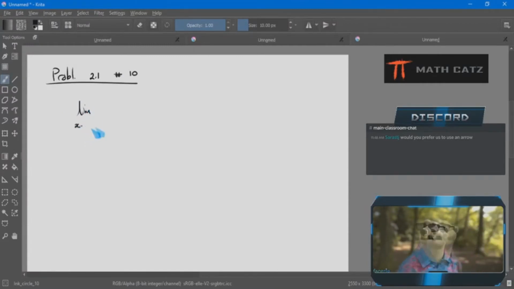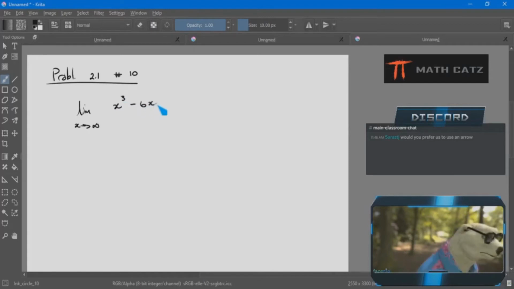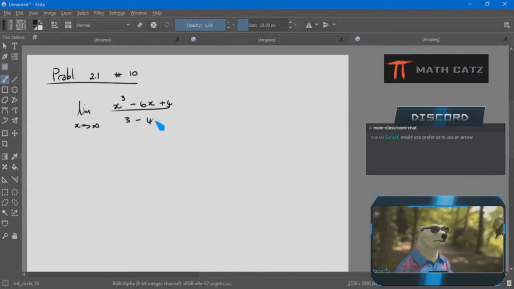Not a problem. That means I'm looking at my familiar long-term behavior. I have the function in front of me here, x cubed minus 6x plus 4 over 3 minus 4x cubed. Okay, so now this is at least a little bit more interesting.